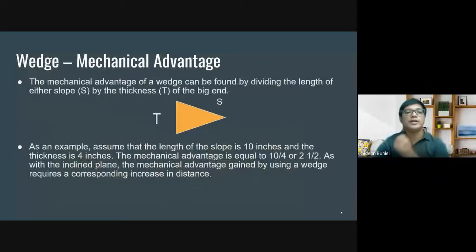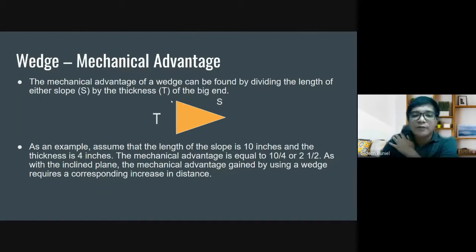Now for the wedge, the mechanical advantage of a wedge can be found by dividing the length of either slope, S, by the thickness of the big end. Let's just imagine that this is the end of the scissor. So this is the length of either slope. S is represented by slope. This is the slope, slanting. And the thickness of the big end. So this is the big end.